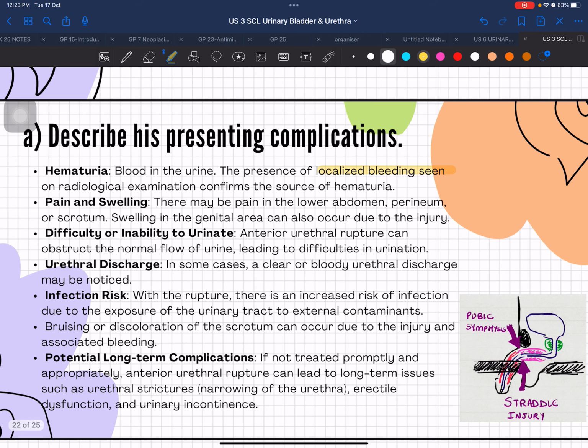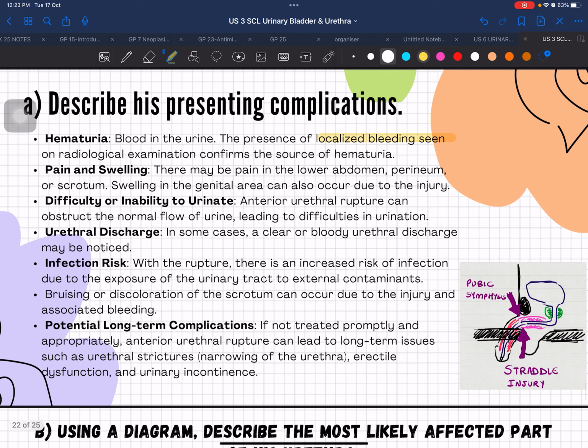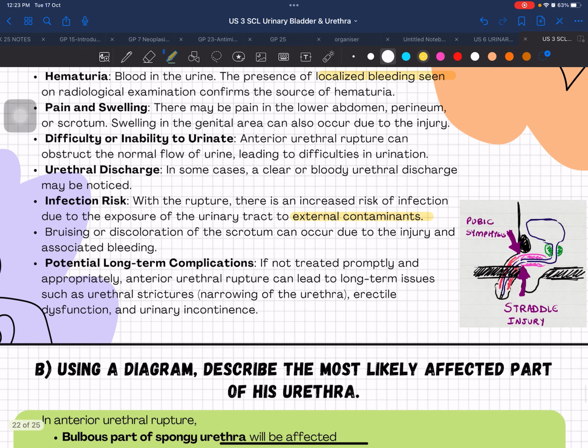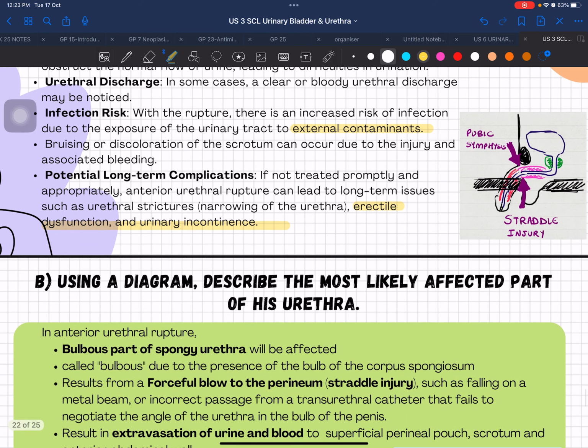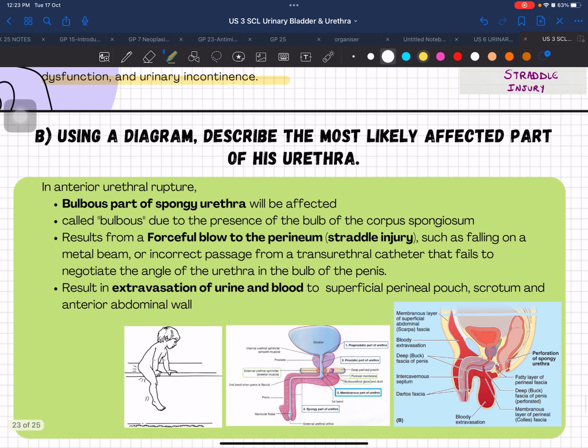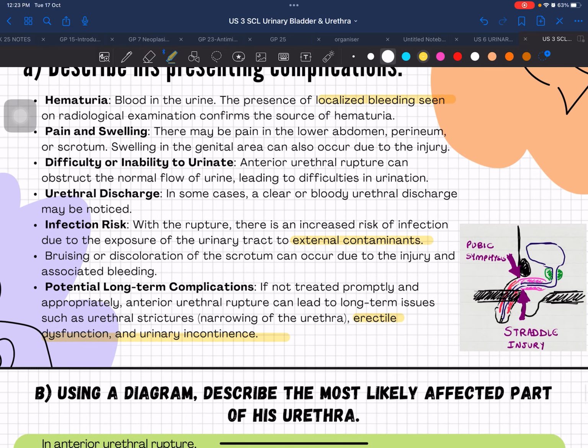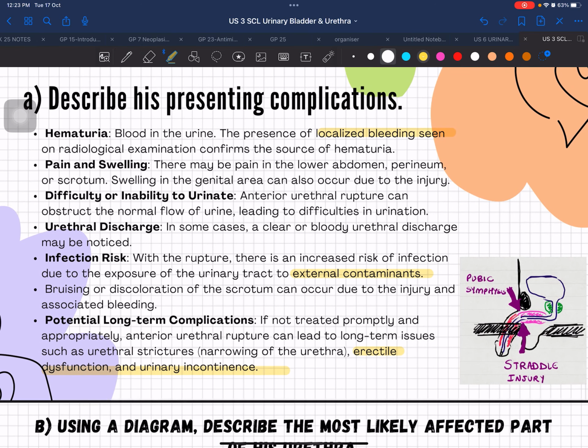Urethral discharge. In some cases, a clear or bloody urethral discharge may be noticed. Infection risk. With the rupture, there is an increased risk of infection due to the exposure of the urinary tract to external contaminants. Moving on will be bruising. Bruising or discoloration of the scrotum can occur due to the injury and associated bleeding, because the area of his trauma is around the scrotum.